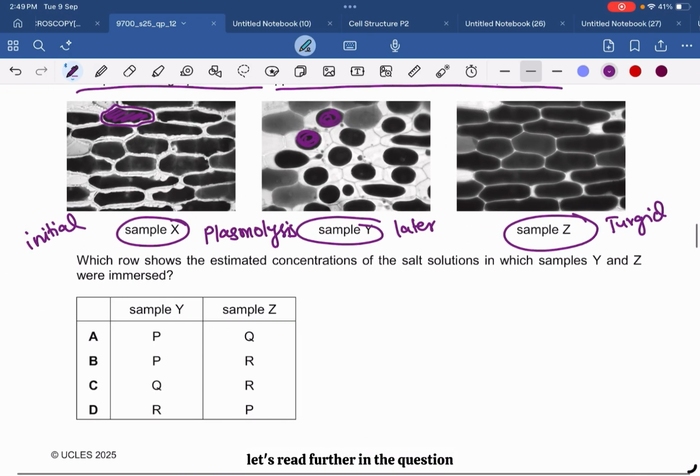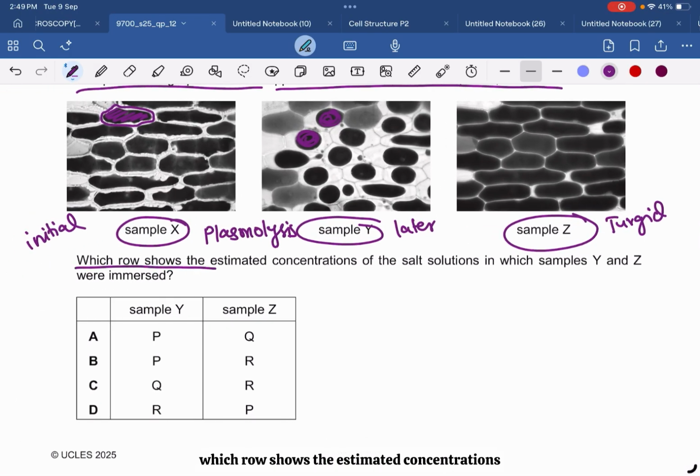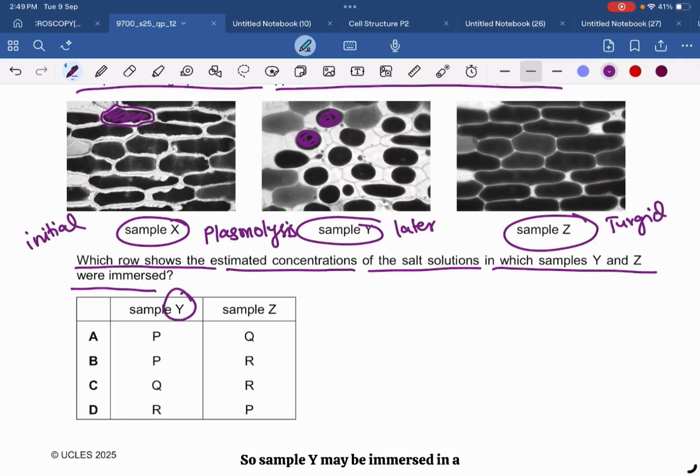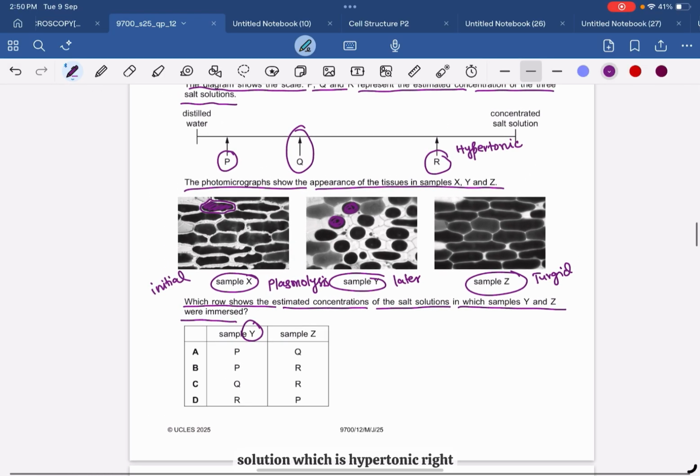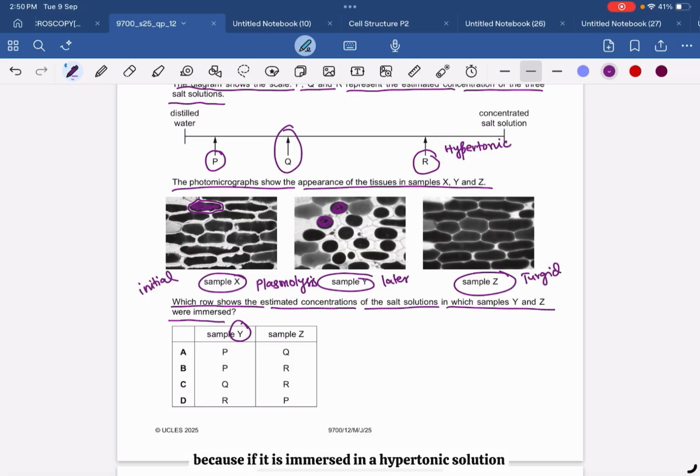Okay, first of all, let's read further in the question what they are saying. Which row shows the estimated concentrations of the salt solutions in which the samples Y and Z were immersed? So sample Y must be immersed in a solution which is hypertonic, right? Because only if sample Y is immersed in a hypertonic solution will the water move out of the cell, and then as the water moves out of the cell, the cell will become plasmolysed, the cell membrane will be pulled away from the cell wall.